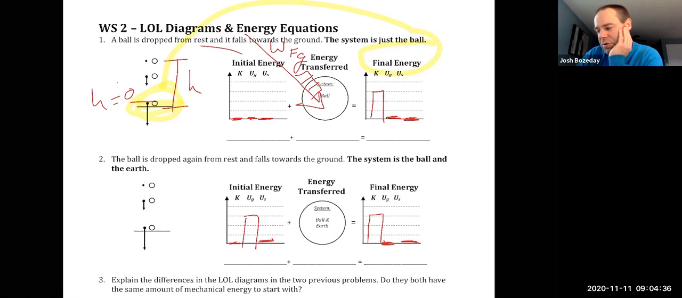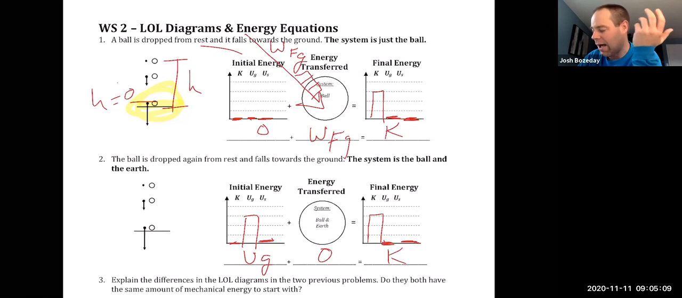So one of the things I was talking to Surya about is how important these diagrams are. Like in the last unit, free body diagrams were important. And in this unit, these LOL diagrams are important. The reason they're so important is because they help us make our equations. So now we can easily make our equation, and our equation is 0 plus work of force gravity equals kinetic energy for the first example. And for the second example, we'd say UG plus 0, because there's no work, equals kinetic energy. And so then if we give you numbers, you can plug in your numbers to your equation that you just made and solve for whatever the unknown is.